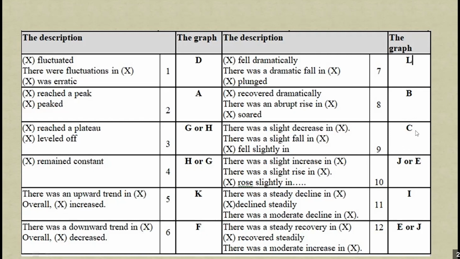Slight decrease, that's C. Slight increase, that's J. I prefer J first. Or E also, if you choose E, no problem. A steady decline, that's I. And finally, steady recovery, that's E or G.